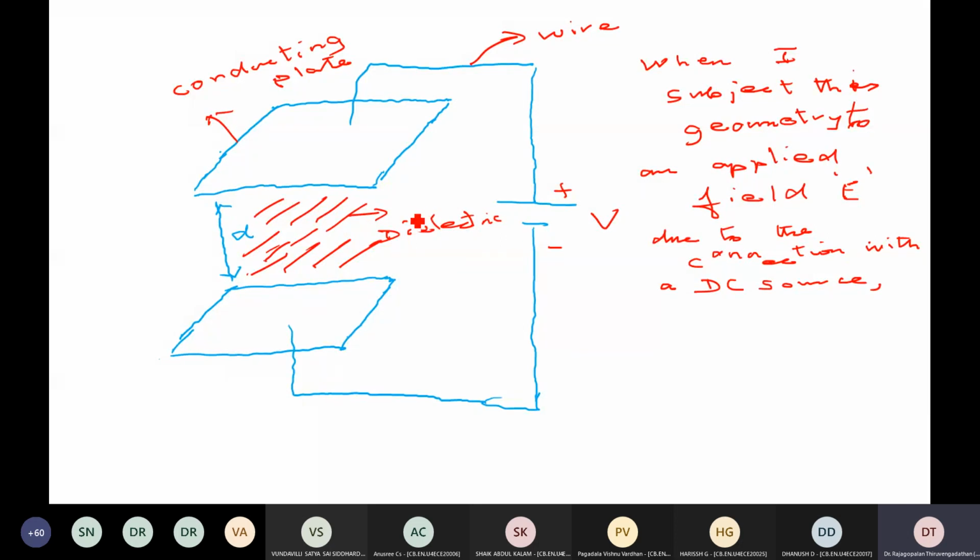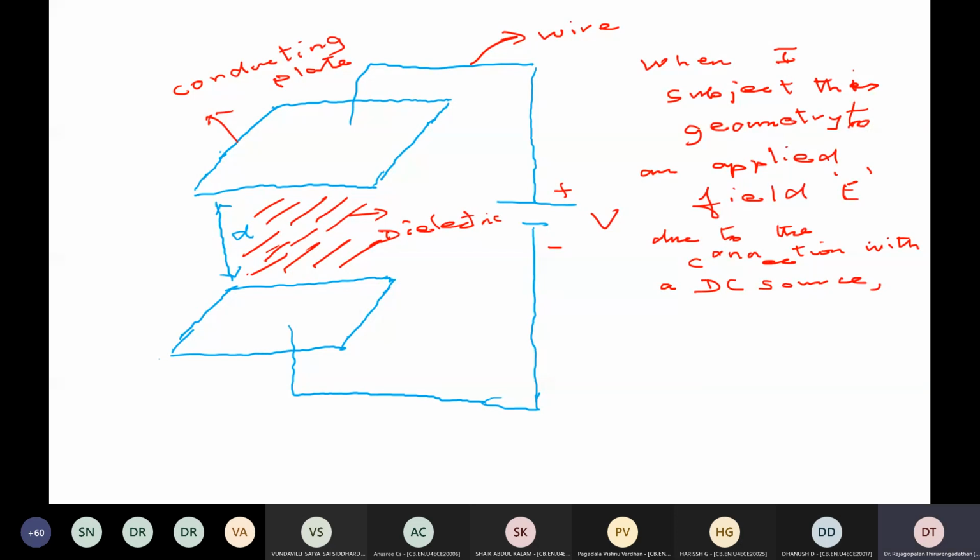So the moment I apply a field, this dielectric, it could be air, it could be ceramic, it could be an electrolytic material, or it could even be an oxide. The dielectric can be anything. It is simply an insulating material that separates these two plates. So what is going to happen?